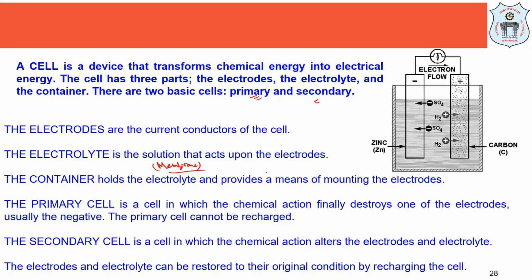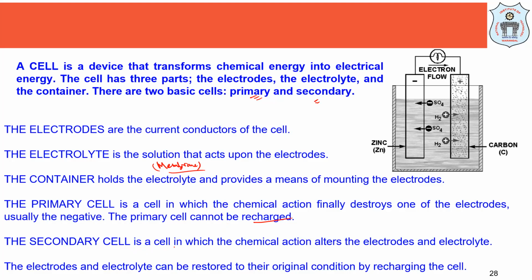And what is a primary cell? It is a cell in which the chemical action finally destroys one of the electrodes, usually the negative one. Okay. So the primary cell cannot be recharged. Whereas secondary cells are rechargeable batteries. Nowadays everyone is using rechargeable batteries, so that's why we are going to discuss secondary batteries in detail.